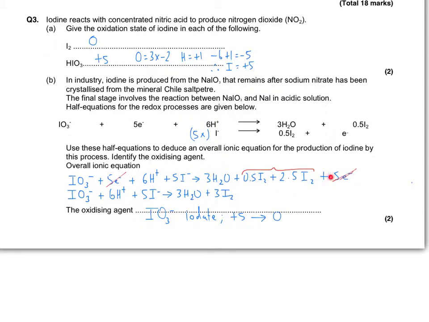You then combine the two together, so the electrons cancel. You can see here that this equation will make half an I2. Sorry, this is half I2 here. This 5 times 0.5 is 2.5 I2. That's where this working comes from. That simplifies to 3I2. The oxidizing agent is the chemical which gains electrons.